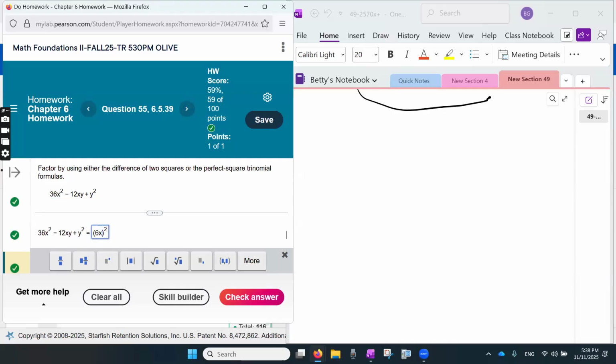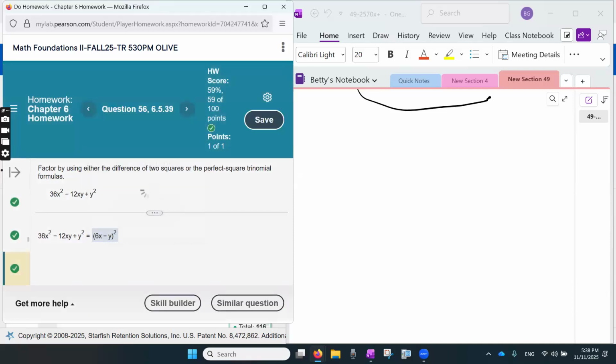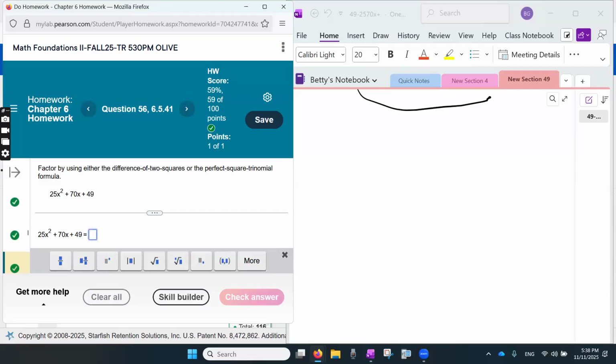6x minus y, because the middle term is negative. Very good. Next, find a similar problem. 5x plus 7, right? Yes. To the power 2. 5x plus 7.